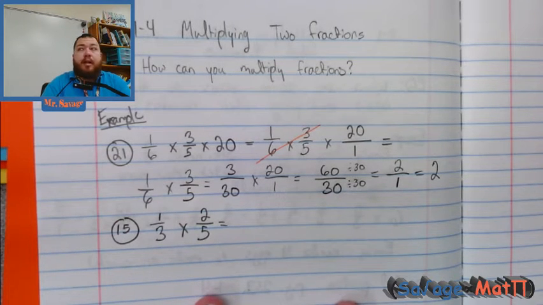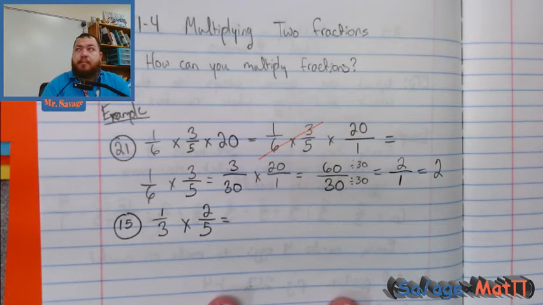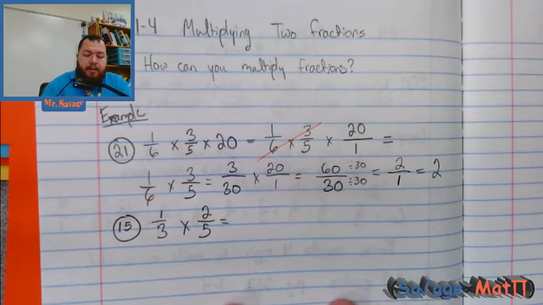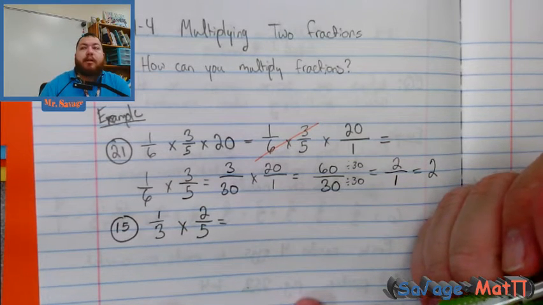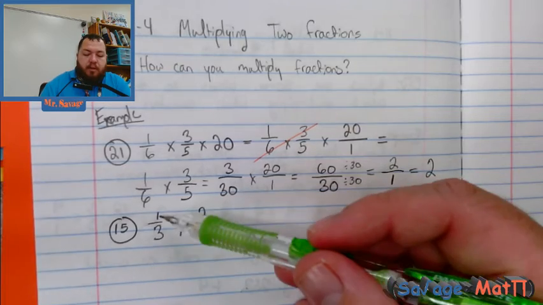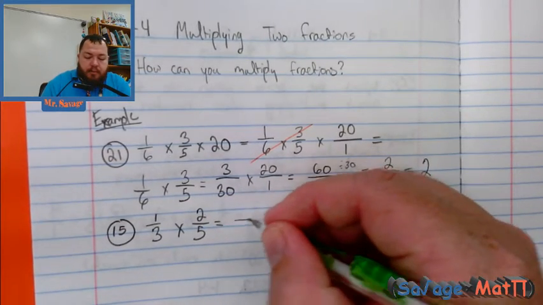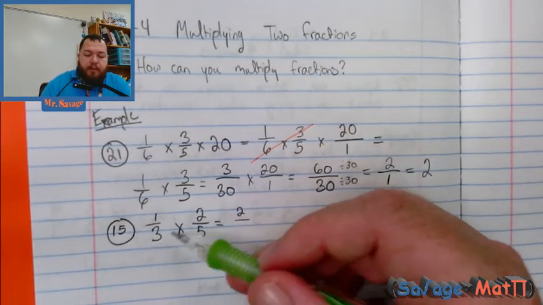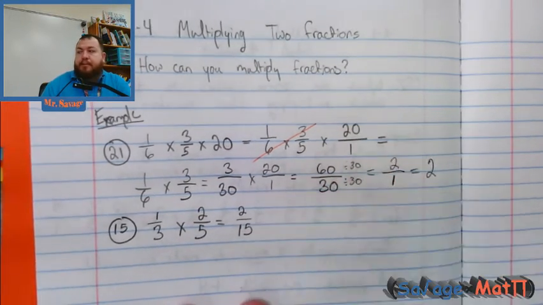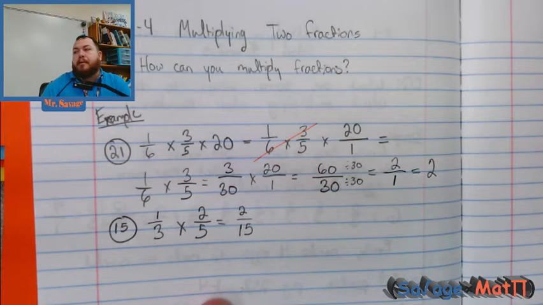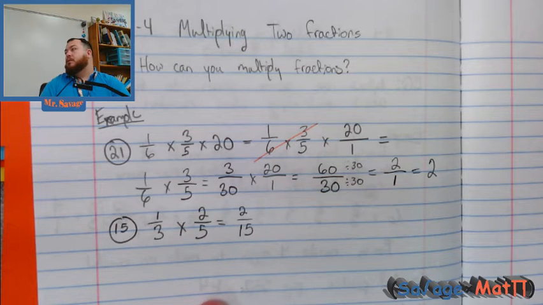Now we're going to do this two ways. We're going to multiply it like we just did above, and then I'm going to show you how we can model it. Okay? So our first step would be to multiply the numerators. Step 1 is always multiply numerators. So 1 times 2 is 2. 3 times 5 is 15. So my final answer is 2/15. That was easy, right? Okay.